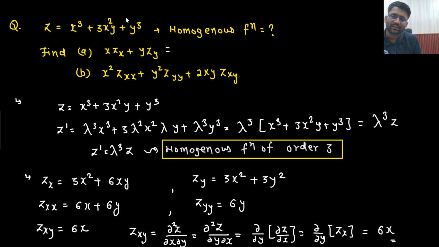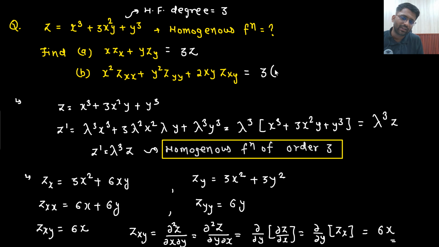What I would see, sir, it is a homogeneous function of degree 3. So it is a function of x comma y. So x into zx plus y into zy. What answer will I be getting? The answer you will be getting is nz, 3 into z. Here what answer will you be getting? Sir, x comma y function it is. So x square zxx, y square zyy, 2xy zxy.